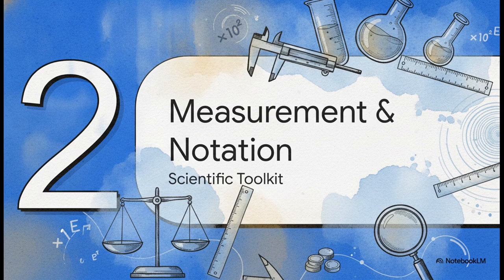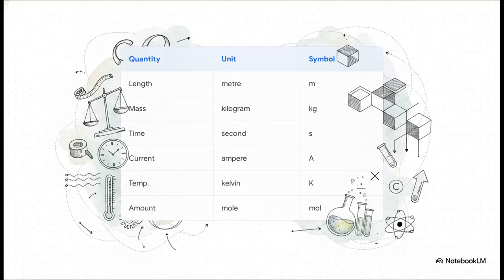Moving right along to Section 2, Measurement and Scientific Notation. Think of this as your scientific toolkit. Now, what's really interesting about this slide is that these 7 SI base units literally form the foundation for all derived scientific measurements globally. Since 1960, the scientific community has relied on this exact international system of units. So whether you're measuring length in meters, mass in kilograms, or temperature in kelvins, every single other unit you'll encounter on your exam, stuff like density or volume, it's just a mathematical combination of these base 7.